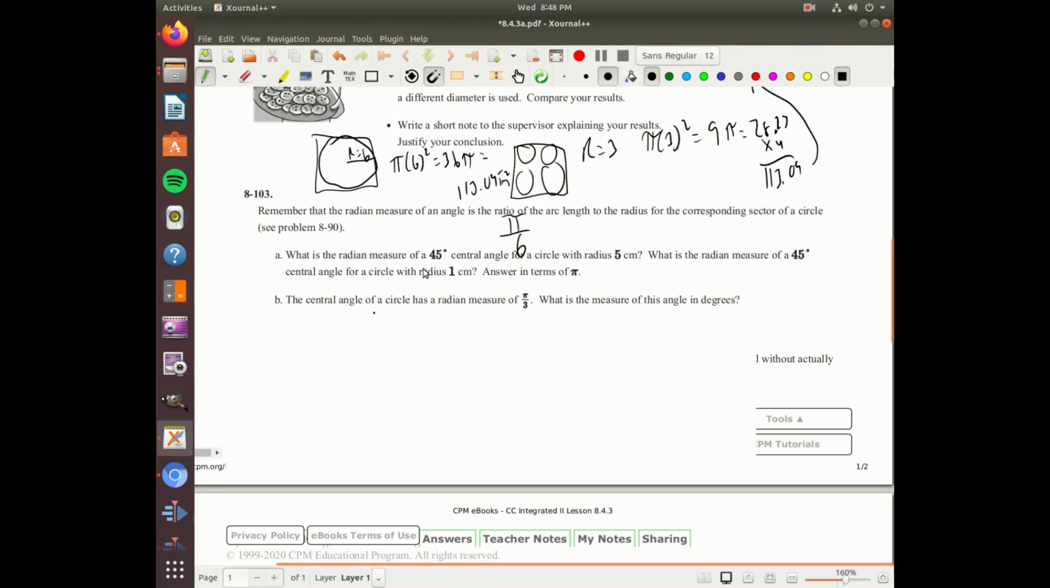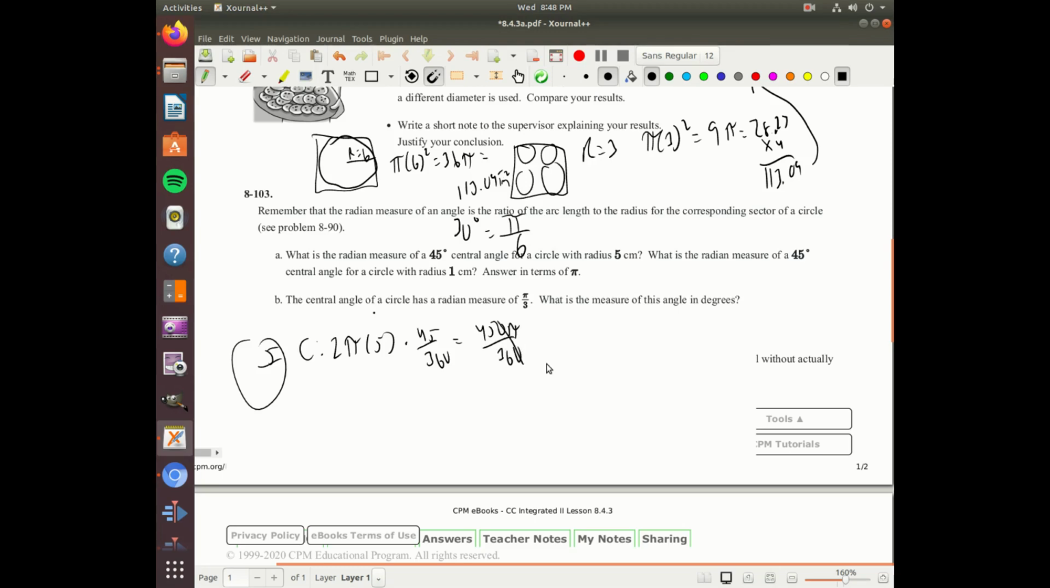Okay, so if we have a radius of 5, what's the ratio? Remember, the other one was pi over 6. When it was 30 degrees, we had a radian of pi over 6. So what's the radian if it's 45? We're going to say it's 2 pi r over 45 times 360. Again, it's going to be 10 pi times 45, so 450 pi over 360.